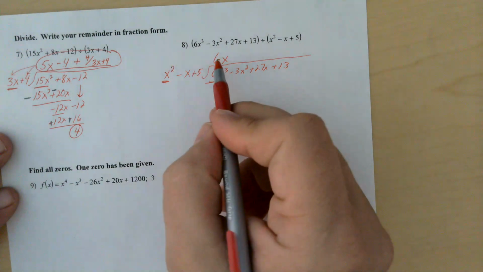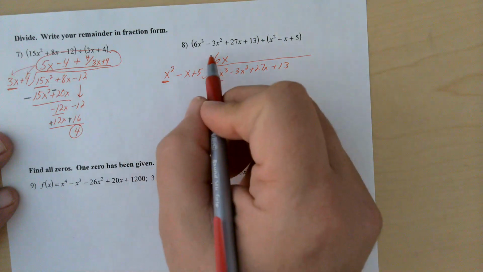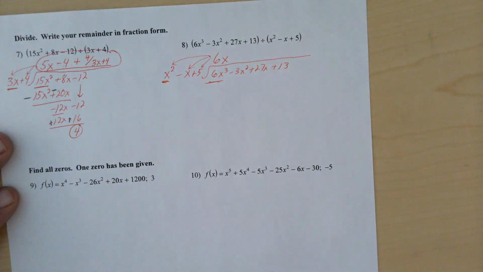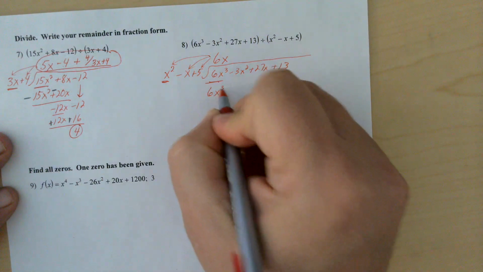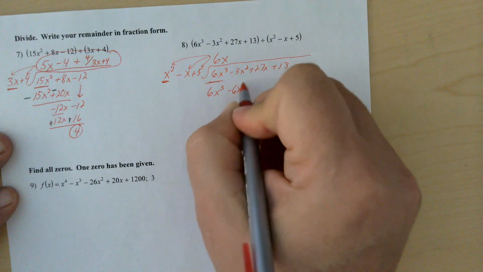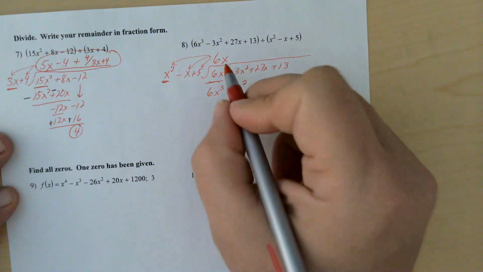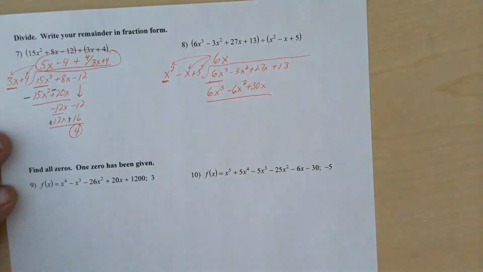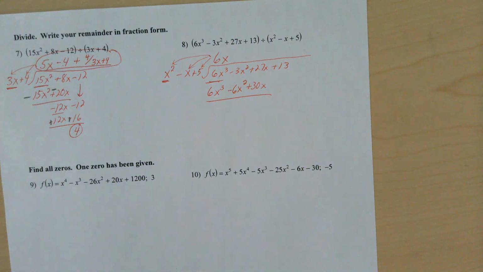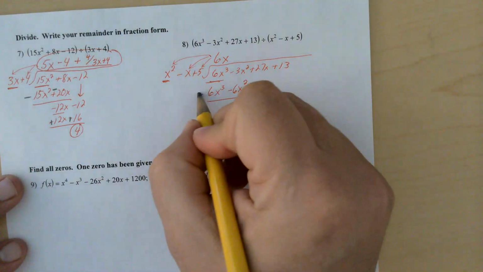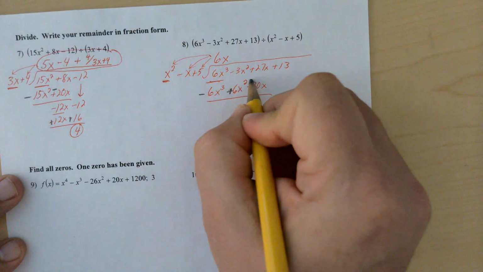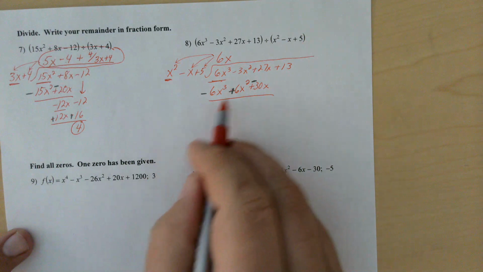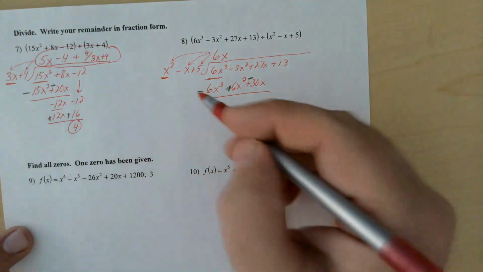Now, just like before, we have to multiply this 6x times everything. So we must distribute to each of the 3 terms, and everything should line up. So we have 6x cubed minus 6x squared, x times x is x squared, and then a 30x. Draw your line. I highly recommend using a pen or something so you can distinguish between what you turn to their opposite. So make sure everything gets turned to its opposite. I like having a different color to show me that I did that.